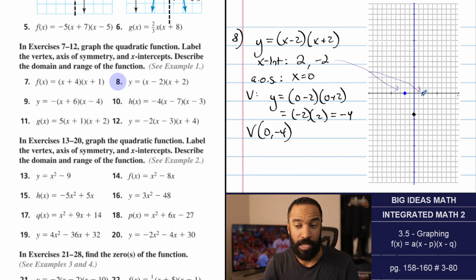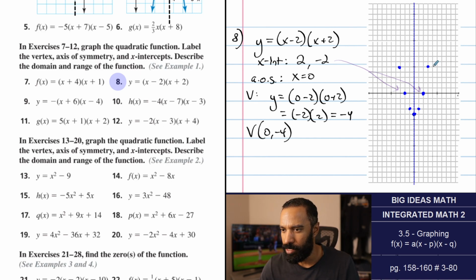The stretch factor is 1. I don't know if I mentioned that last time. The stretch factor was 1. So we're going to be able to go 1, 1. 2, 4 is already there. 3, 9. Over 4, up 16. And whoops, that's all I can probably fit right there.